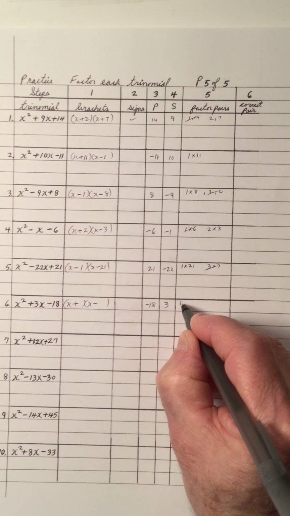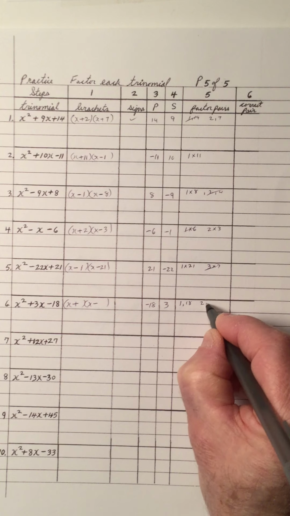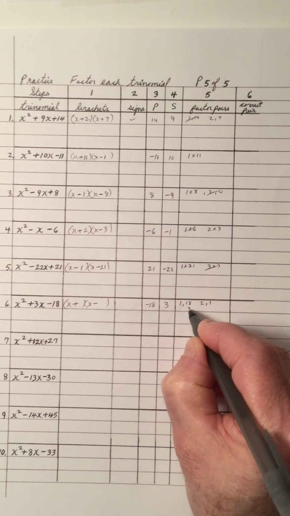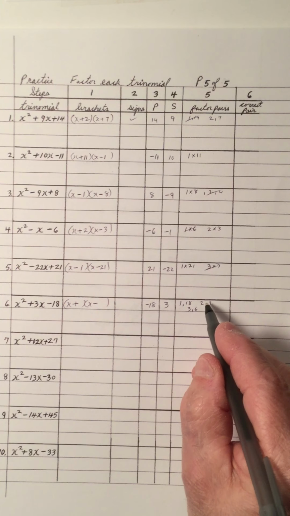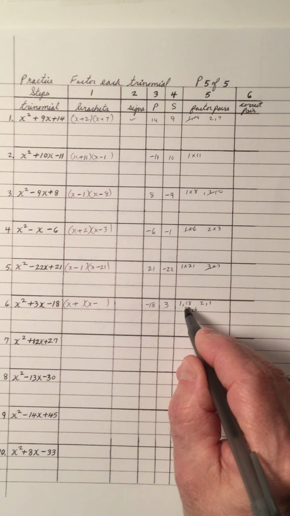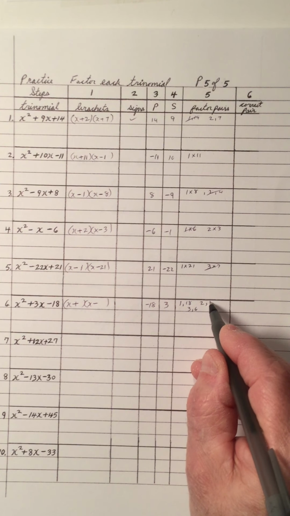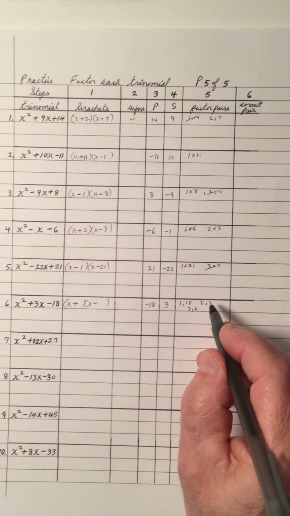And 18 is 1 and 18. 18 is 2 and 9. 18 is 3 and 6. 3 factor pairs. Now, do I have them all? I got a 9. 9 has a 3. Yep, 3 times 6. I'm checking the 9. If a 9 has a 3, 18 has a 3. That's a good trick to be careful with.